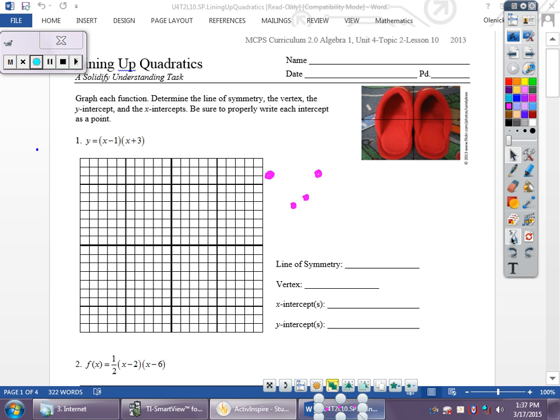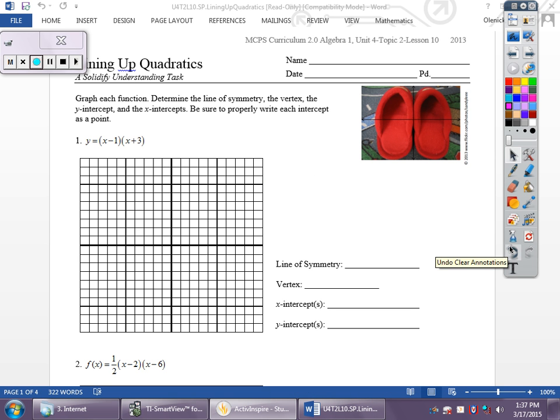All right. So we had positive 1. We had negative 3. We had another negative 3 for the y-intercept. And then we had the point negative 1, negative 4 for the vertex. Go ahead and connect the points.